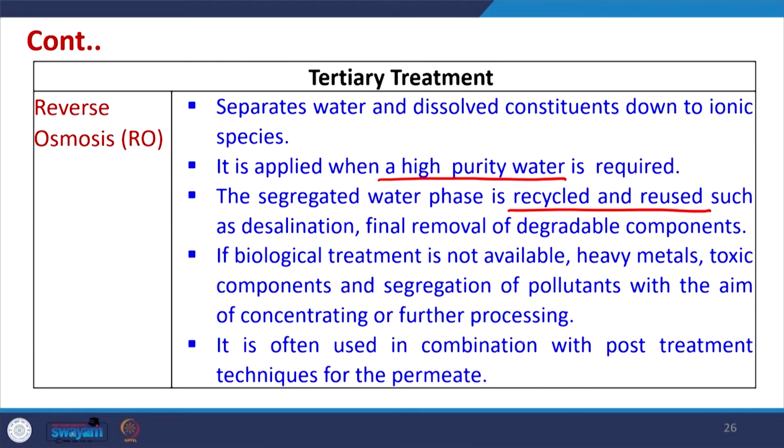This is very common, and if biological treatment is not available, segregation of heavy metals and toxic compounds can be performed with RO units. It is often used in combination with post-treatment techniques. This is a very common strategy nowadays in most of the highly polluting industries. RO units are used in all those industries where ZLD has to be implemented.